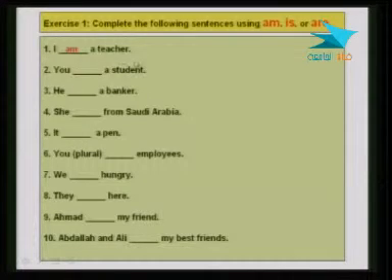So I am a teacher. You are a student. He is a banker. She is from Saudi Arabia. It is a pen. You for plural, you are employees. We are hungry. They are here. Ahmed is my friend. Abdullah and Ali are my best friends. This is the first exercise that we'll do together, and we'll do more.